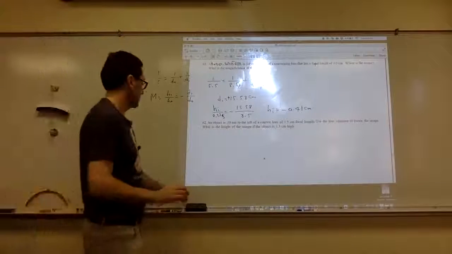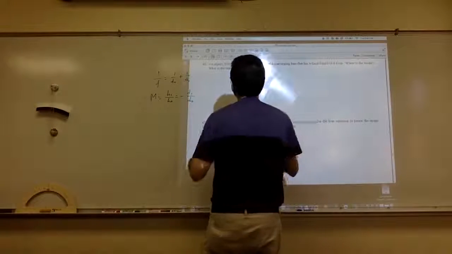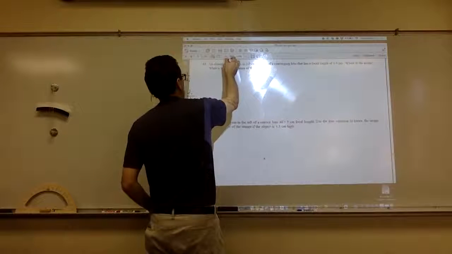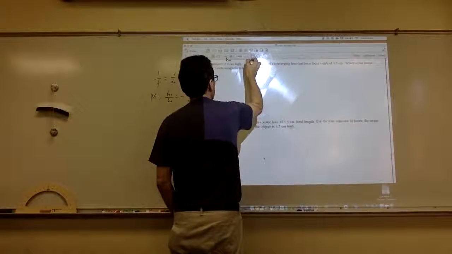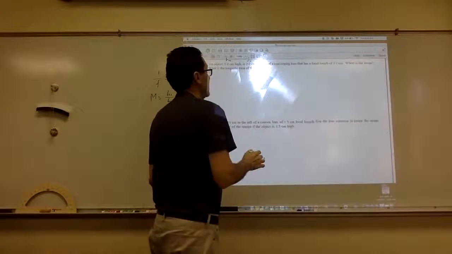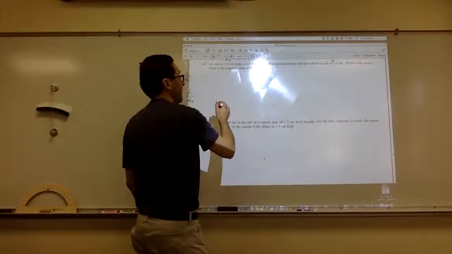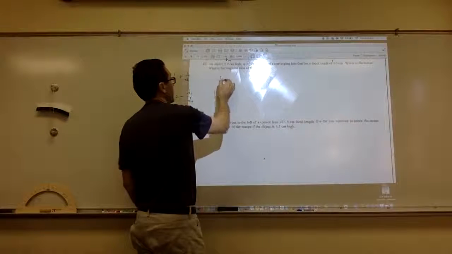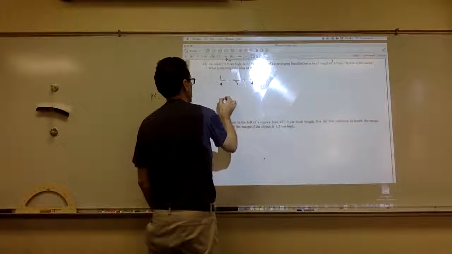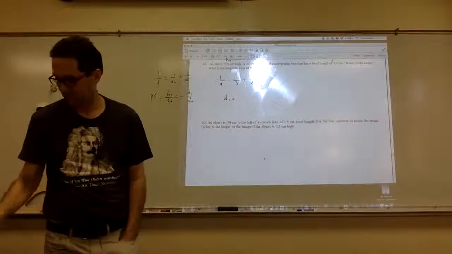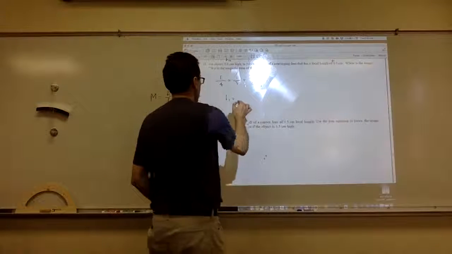Okay, let's look at 61. An object 5 centimeters high, so that's HO, is 3 centimeters in front of a converging lens, so that's a convex lens. And the focal length is positive, so just pay attention to stuff like that. Where is the image? All right, so we're going to do 1 over 4 equals 1 over 3 plus 1 over di. So di is going to be negative 12.